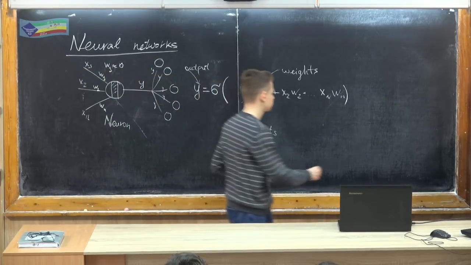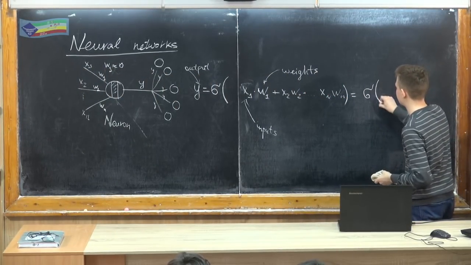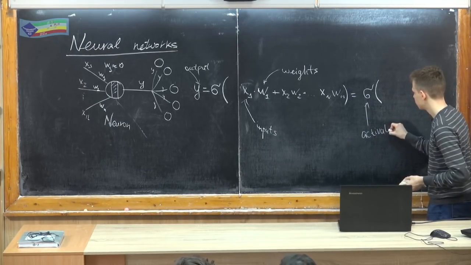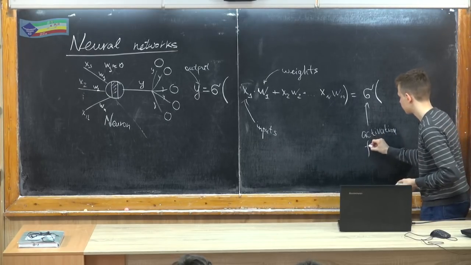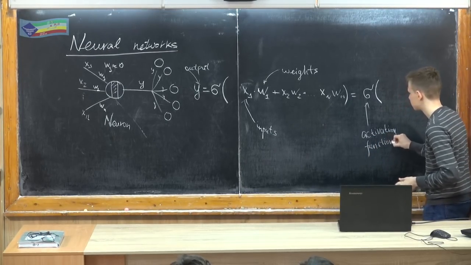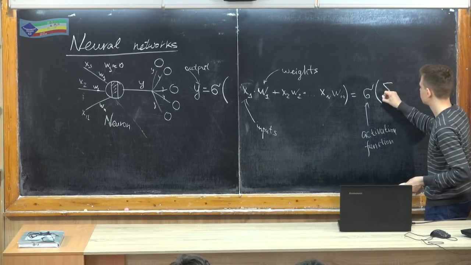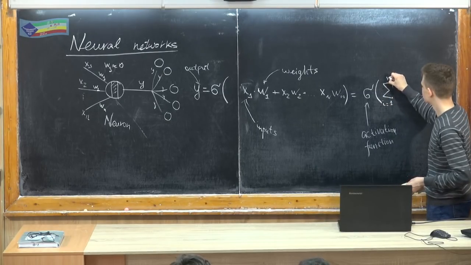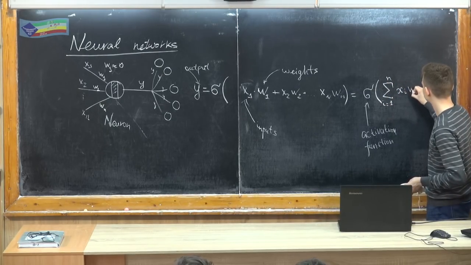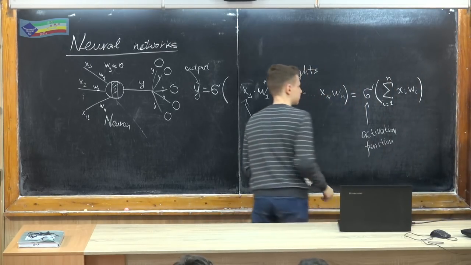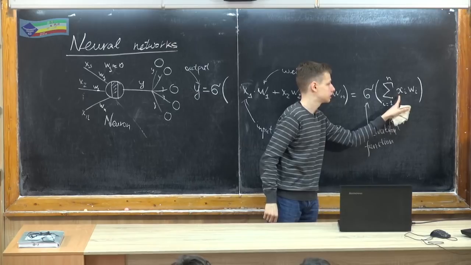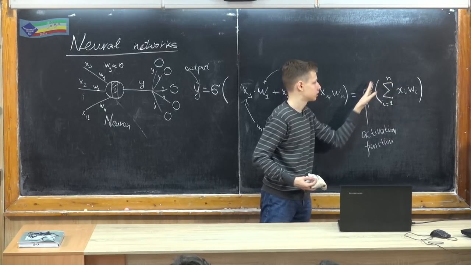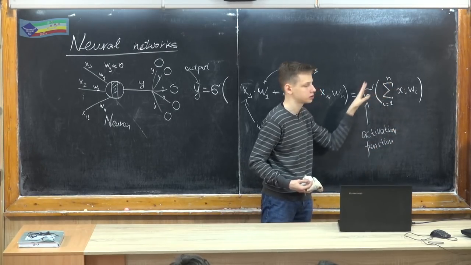So we can rewrite this as a sum, again with a function, which is called the activation function, and we're going to talk about it right after this. It can be rewritten in sum notation. That means that we are summing inputs multiplied by weights, and then taking the activation function of the whole sum.